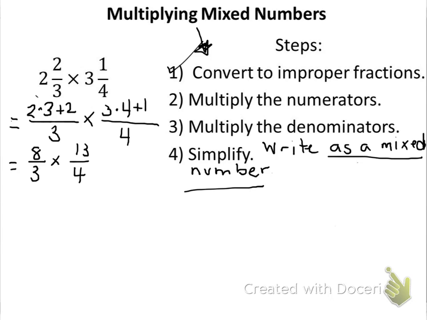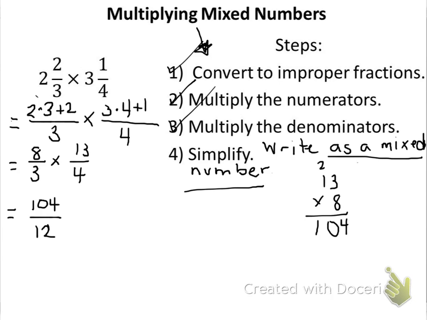Step 2, multiply our numerators. So we need to figure out 13 times 8. 8 times 3 is 24. 8 times 1 is 8, plus 2 is 10. So we have 104. Now we've done step 2. Time for step 3, multiply our denominators. Well, I can do that in my head. 3 times 4 is 12. Okay, we're done step 3.